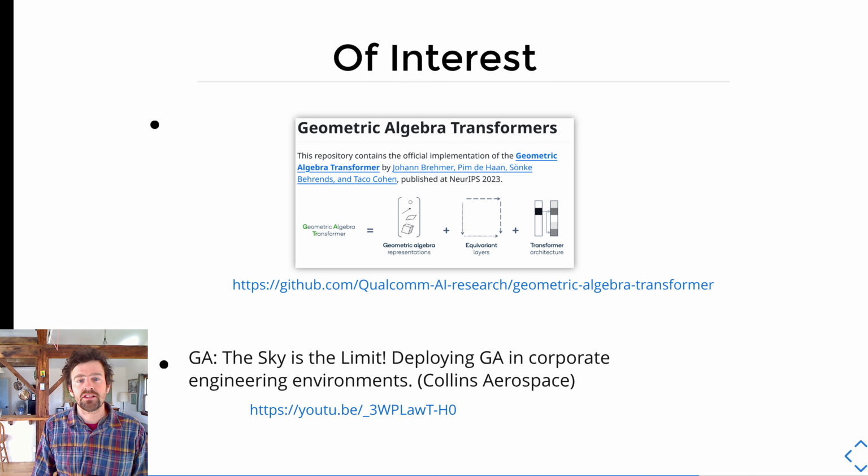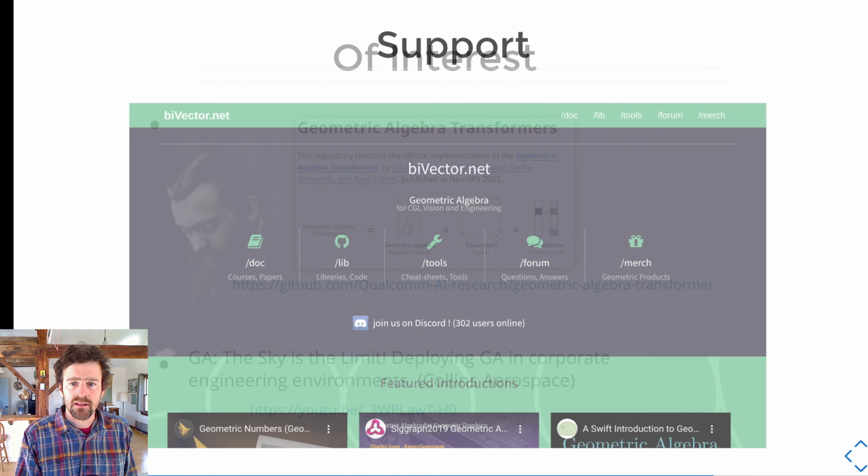So here's just some links of interest I wanted to post. The first one is a machine learning project for transformers using geometric algebra. This is by some guys at Qualcomm. And then there's this fellow over at Collins Aerospace who's basically written a MATLAB toolbox and is trying to test it internally to see how it works. He gave a talk on that, which is pretty interesting.